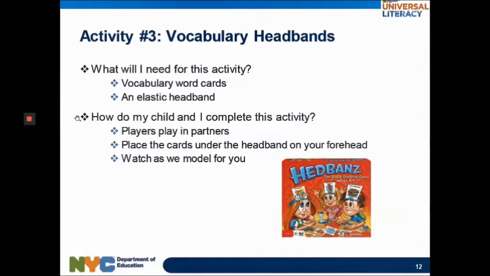How do my child and I complete this activity? This activity is perfect for 2 players. You will place the cards under the headband on your forehead. Now you may look a little crazy, but that's okay. This game helps kids keep engaged in learning while having fun with you. A tip, it is more efficient if you place all the cards at once on your forehead under the headband.